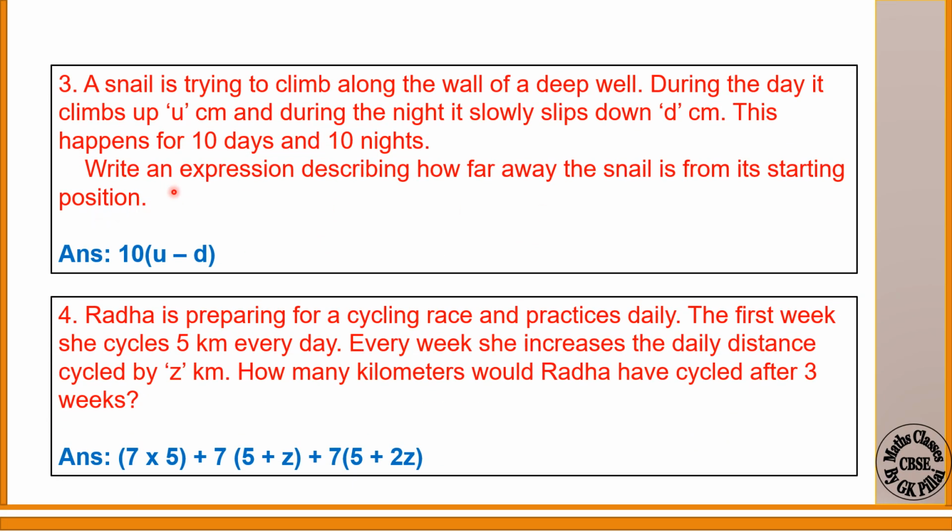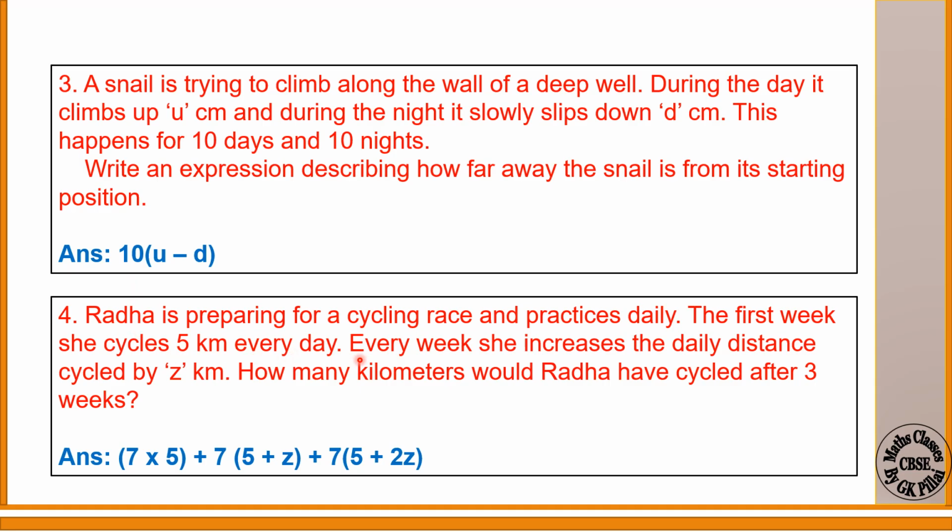Here, question number 3. A snail is trying to climb along the wall of a deep well. During the day, it climbs up U centimeter, and during the night it slowly slips down D centimeter. This happens for 10 days and 10 nights. Write an expression describing how far away the snail is from its starting position. It is 10 into U minus D. U is the distance climbed, D is the distance which comes down. So you have to multiply by 10 only.